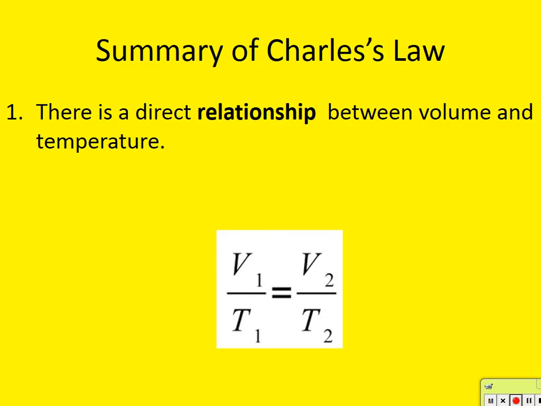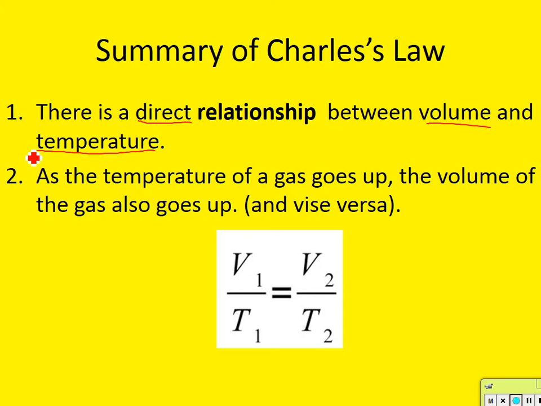Okay, the summary of Charles' law. Number 1, there is a direct relationship, so it's a direct relationship between volume and temperature of a gas. Number 2, as the temperature of a gas goes up, the volume of the gas also goes up, and vice versa. So if the temperature goes down, so does volume. Okay, there's a direct relationship there.